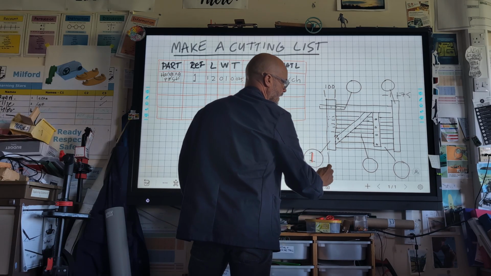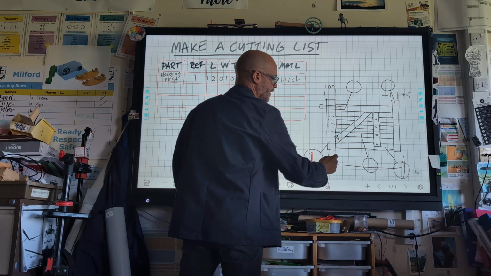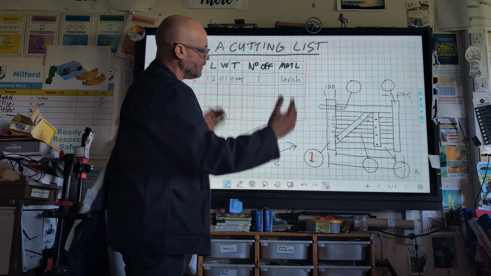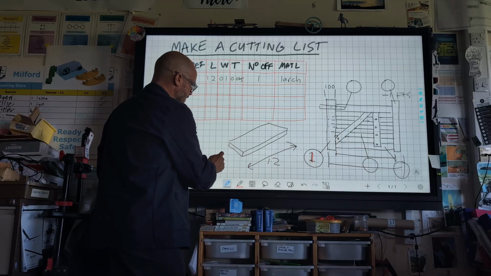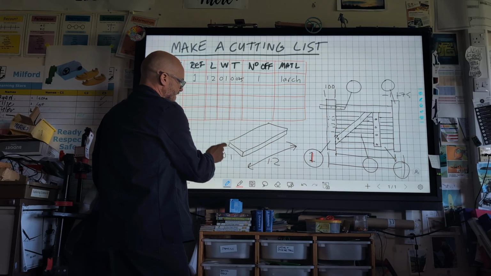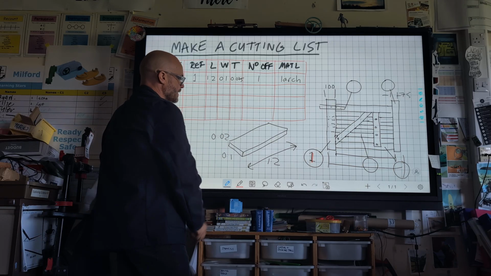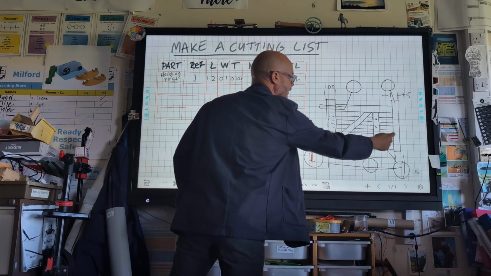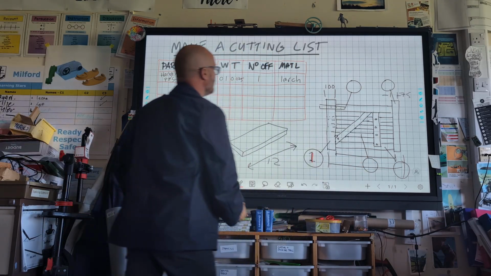So when you're measuring the entire width, you're not measuring the inside size, shoulder to shoulder, but the full width of the gate. So 1.2, this one's 100, so that's 0.1. But the width of this one here is 20 millimeters, so it's 0.02. Okay, so that's one of my slats. I got 1, 2, 3, 4, 5 of those, right?